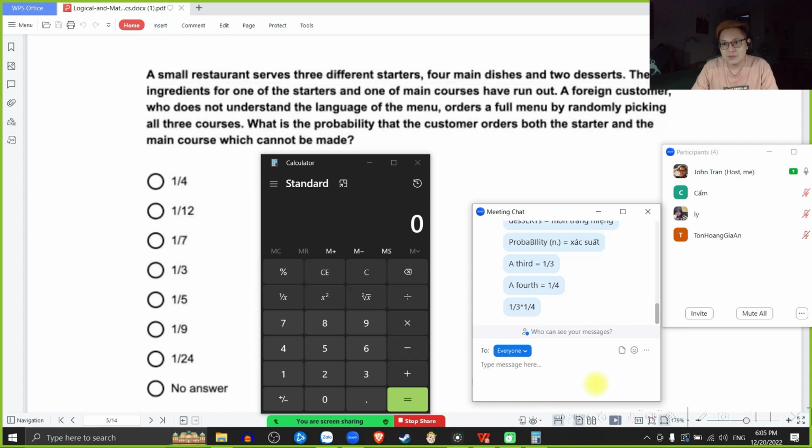Because we have to choose both, both conditions must be correct. So a third times a fourth. So the answer should be 1/12. Yeah, 12. The correct answer is 1/12. Because both conditions must be satisfied at the same time, you have to multiply. So both cases must be correct. So you have to choose a fourth times a third, so it will be 1/12. The correct answer has to be 1/12.